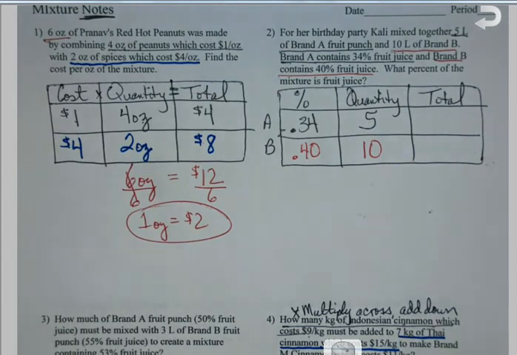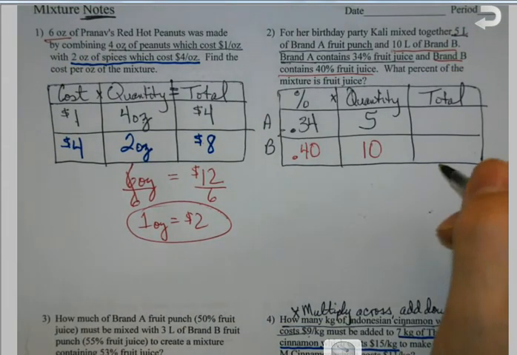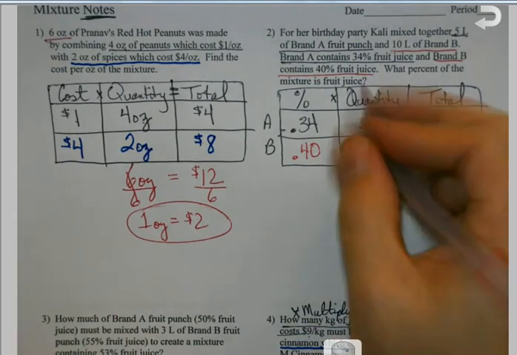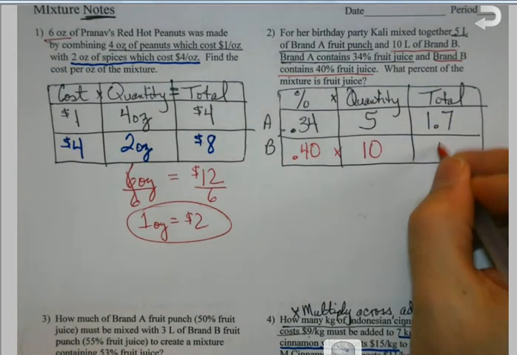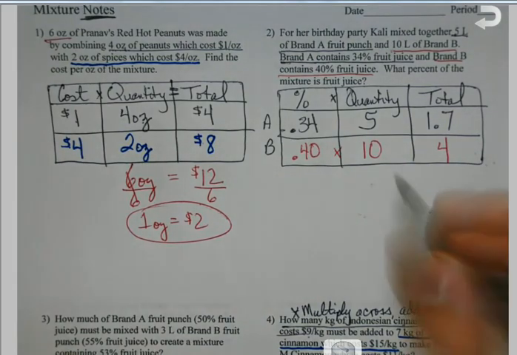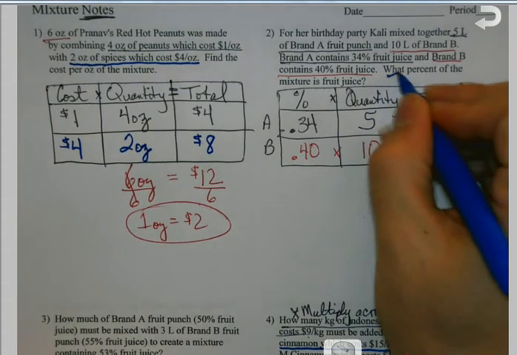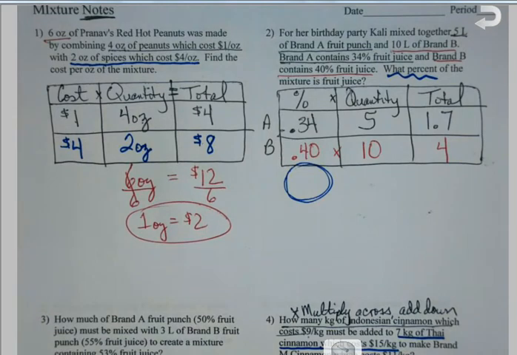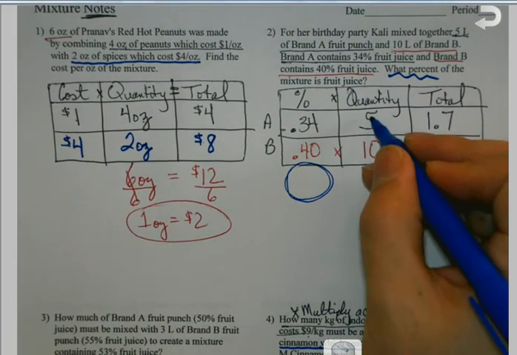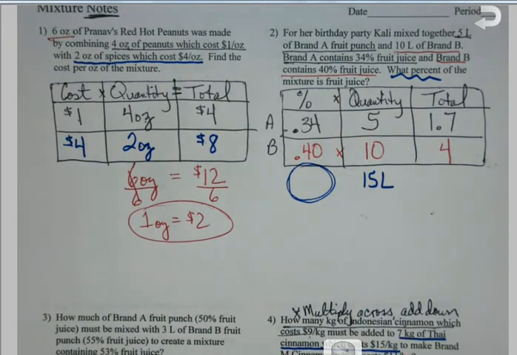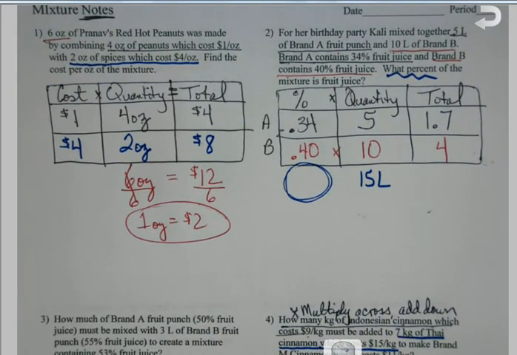And just like we did before, we're going to multiply those together. And remember, like we said down below, we multiply across, but then we add down. And what we're trying to find out is what percent. We're trying to figure out this part. So when we add down, 10 plus 5 would mean there's going to be 15 liters of punch at the end here. That's quite a bit.